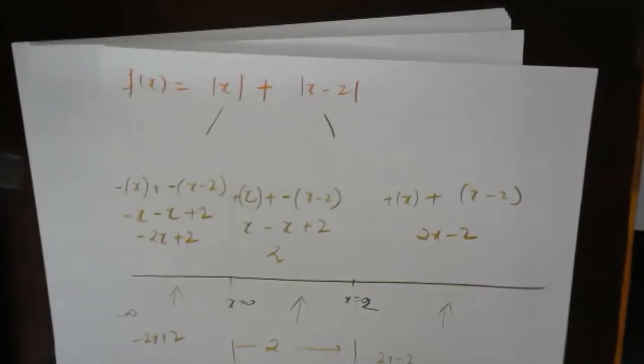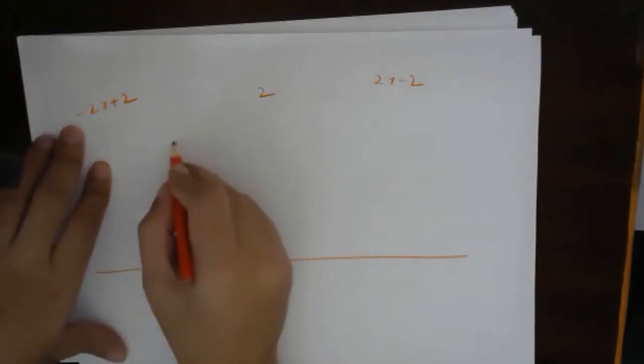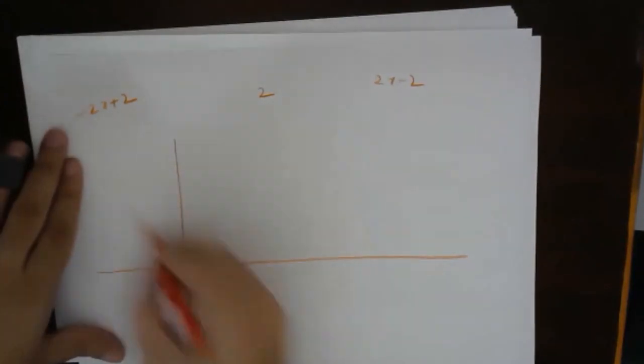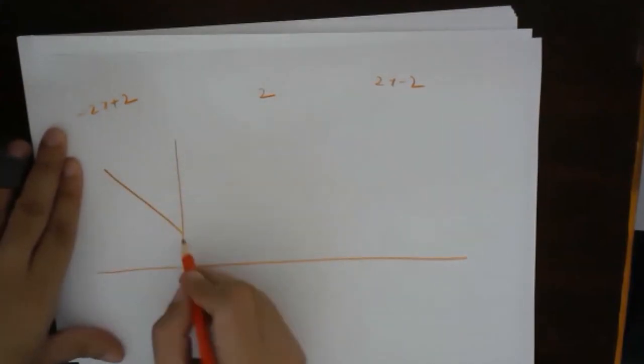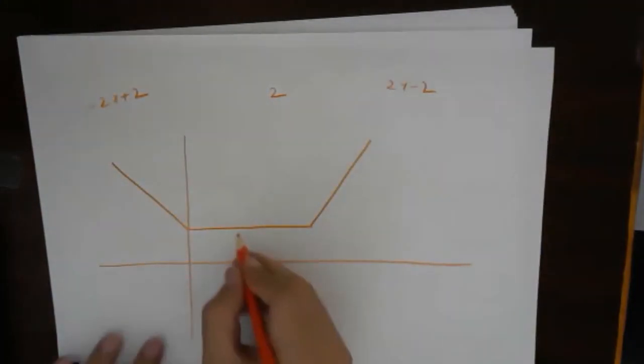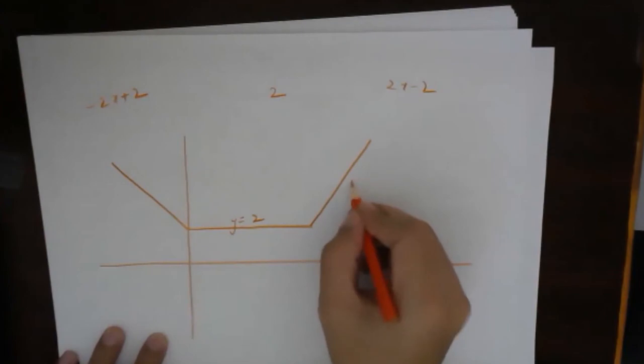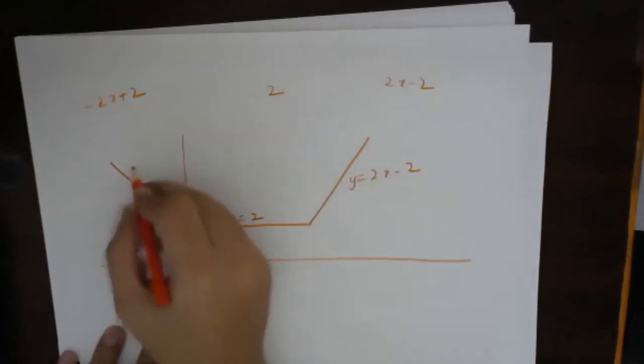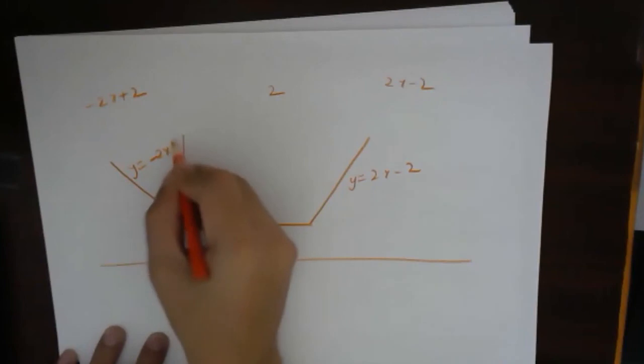So I will simply write this once again on the next page. This is minus 2x plus 2. This is 2. And afterwards, it will be 2x minus 2. Okay. So this is the x-axis. This is the y-axis. For x less than 0, it is something like this. Then it will become something like this, and then something like this. So this is y is equal to 2, this is y is equal to 2x minus 2, and this is y is equal to minus 2x plus 2.